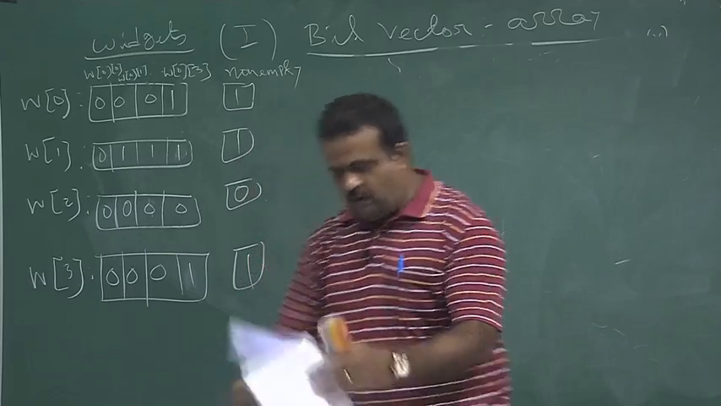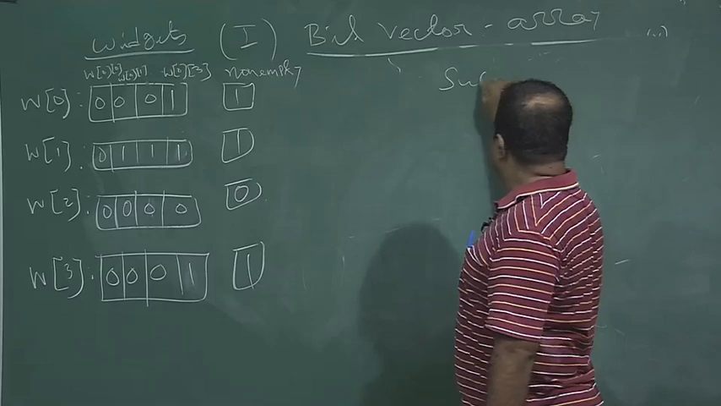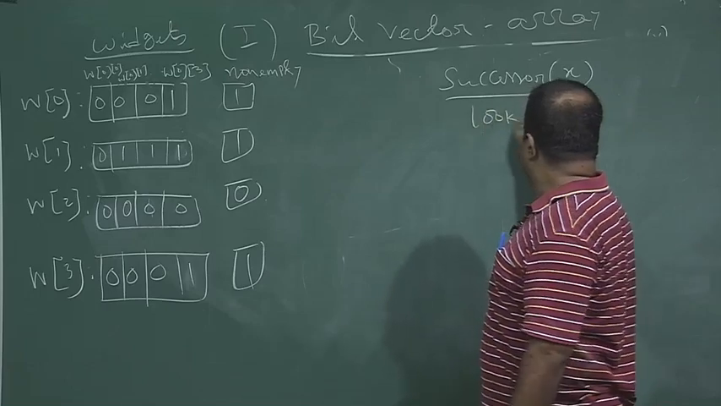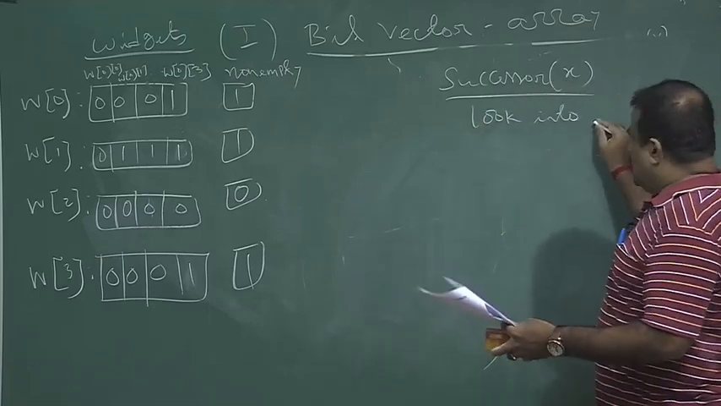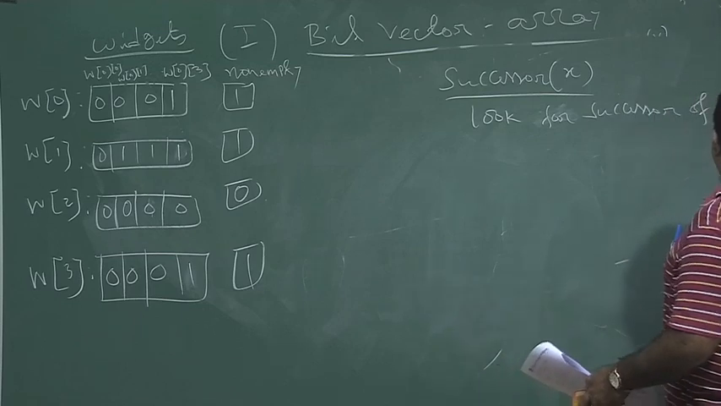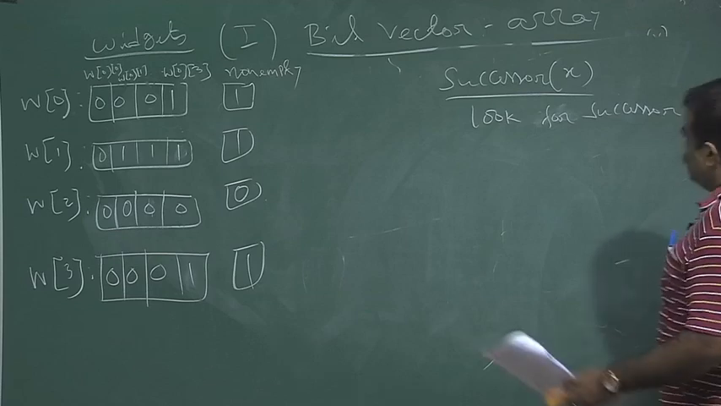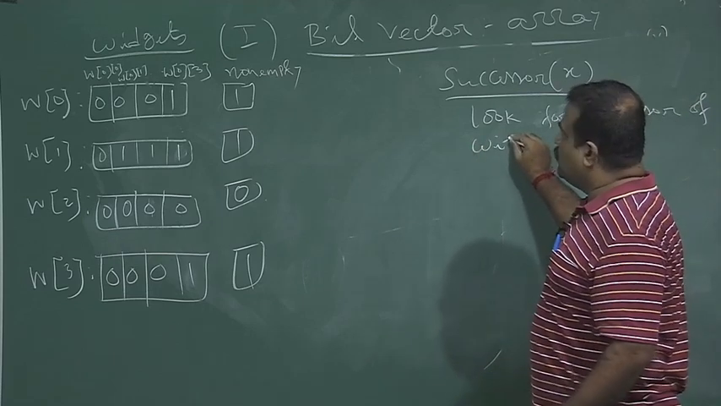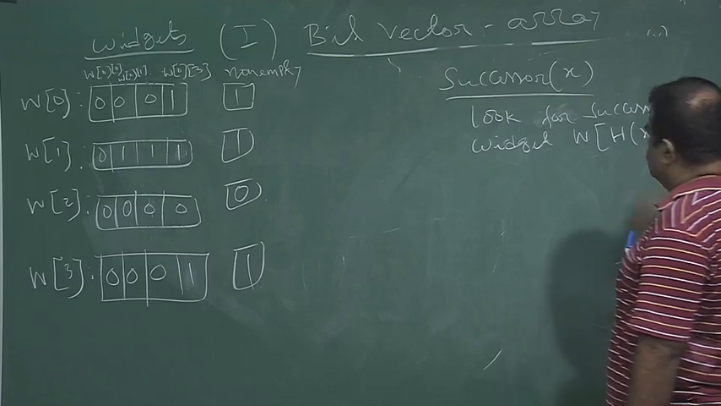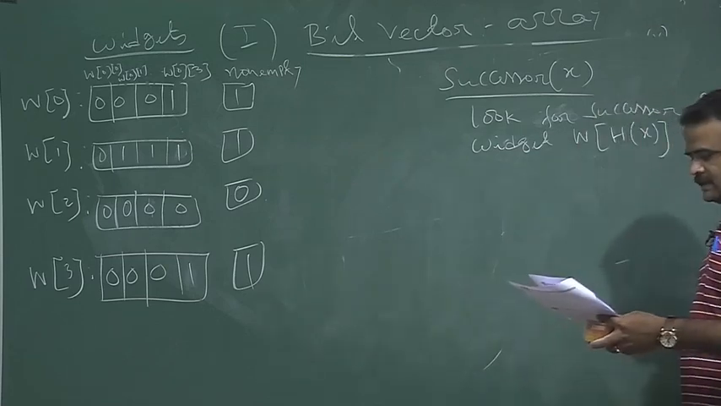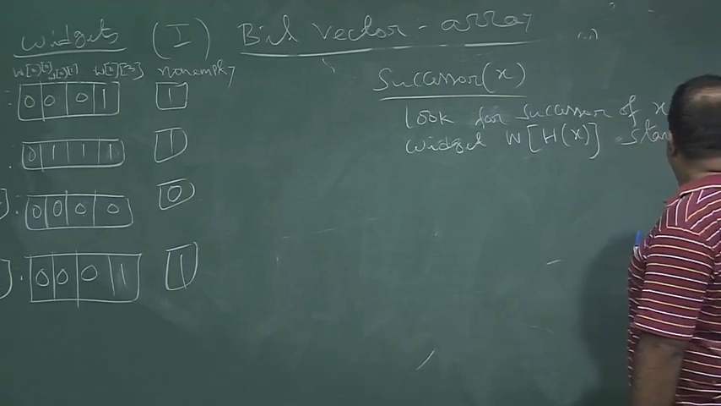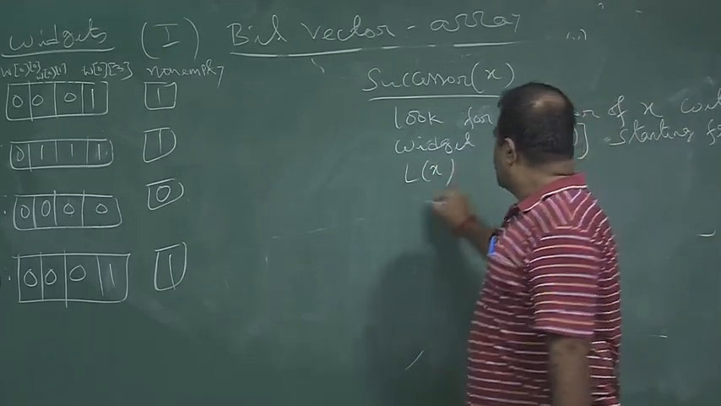So, the algorithm is now: suppose we are finding the successor of x. What we do is, we look for the successor of x within the widget w of high of x, starting from low of x. So, this is the first step.